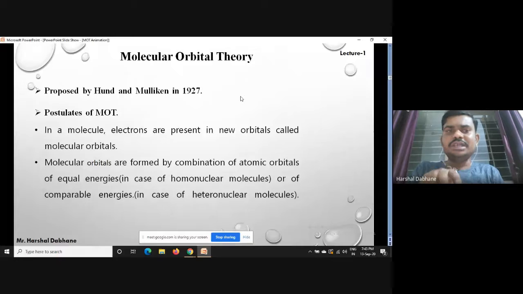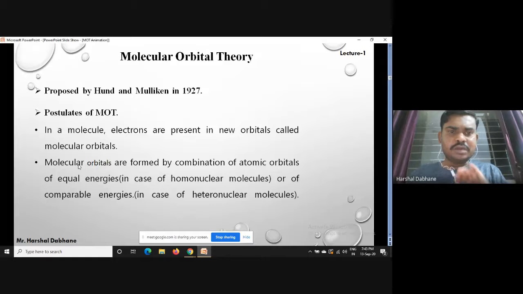Okay, so this is the concept. In simple language, the atom has atomic orbitals and the molecule has molecular orbitals. This theory means that there is a combination of atomic orbitals and we get molecular orbitals. The next point is that molecular orbitals are formed by the combination of atomic orbitals. I already told you, two atoms combine, their atomic orbitals combine, we get the molecule, and the molecule has its own orbitals called molecular orbitals.